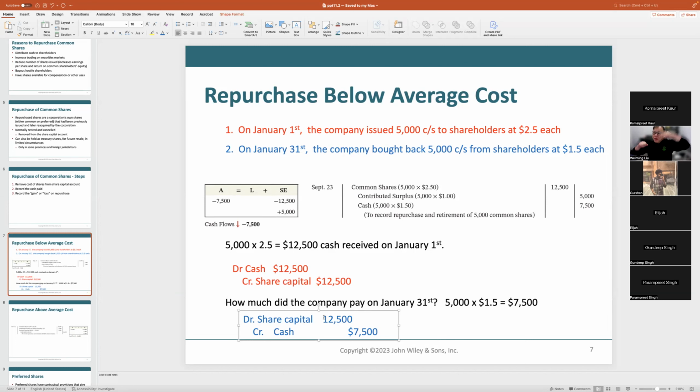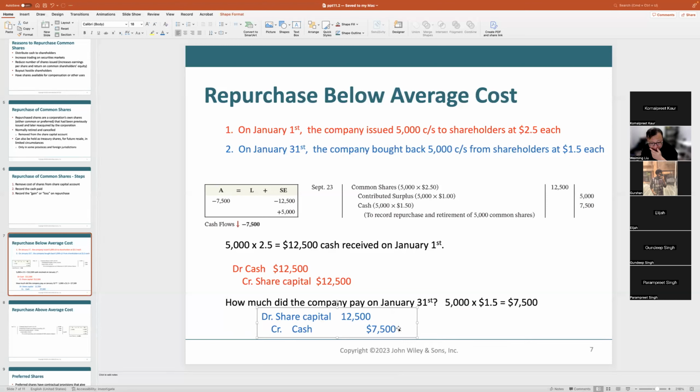So in the beginning, you have nothing. After January, you have nothing, right? So the increase should equal the decrease, right? In the beginning, you have 5,000 share capital. That's an increase. But now you retired, it's a decrease. So the net effect is 0, right? Basically, you increased by 12,500. Now, because you retired all those shares, you have to decrease for the same balance.